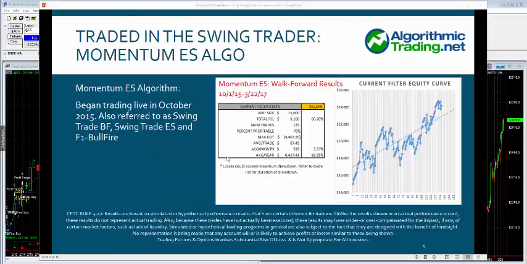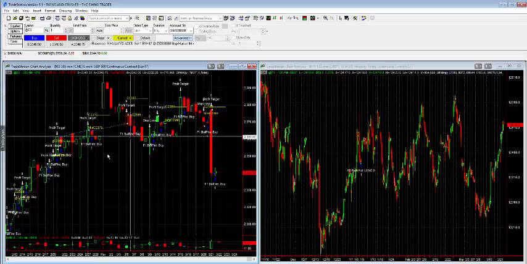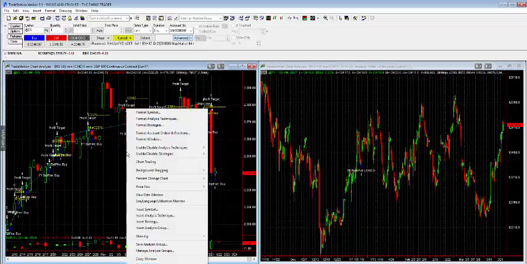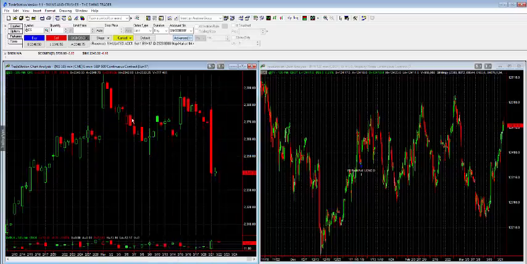So with that, I'd like to talk about the swing trader algorithm, and to start we'll talk about the momentum ES algo. The momentum algorithm is one of two algorithms that are traded in the swing trader package. To illustrate that, I'd like to go to my TradeStation account and show you what I mean. This chart on the left is the S&P 500 E-mini futures, and the momentum ES algorithm is applied to this chart.